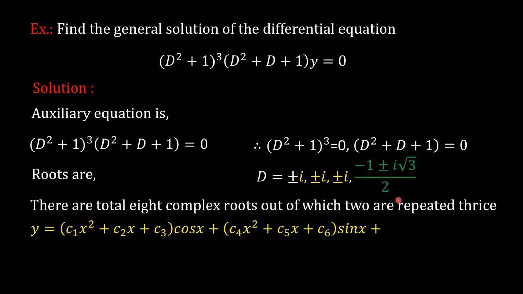We have 2 more complex roots. Now here alpha is minus half and beta is root 3 upon 2. So depending upon that, we will get the term as e raised to minus x by 2 into bracket. Now we have continued the numbering of arbitrary constants: c7 into cos of (root 3 upon 2) into x plus c8 into sine of (root 3 upon 2) into x. So this is the required general solution to the given differential equation.